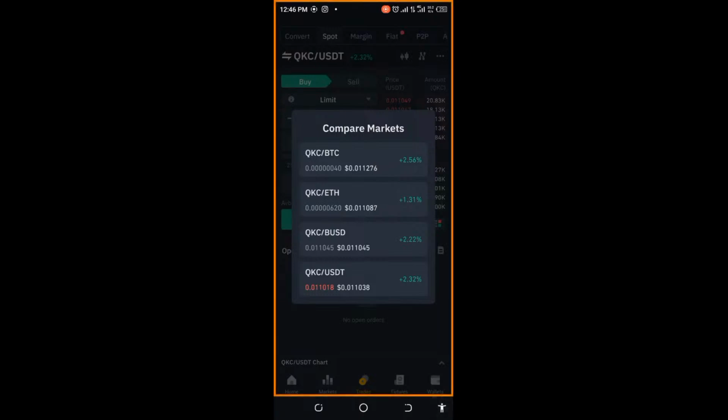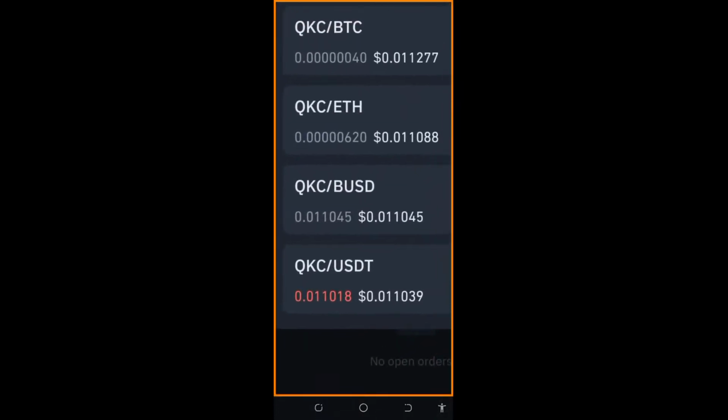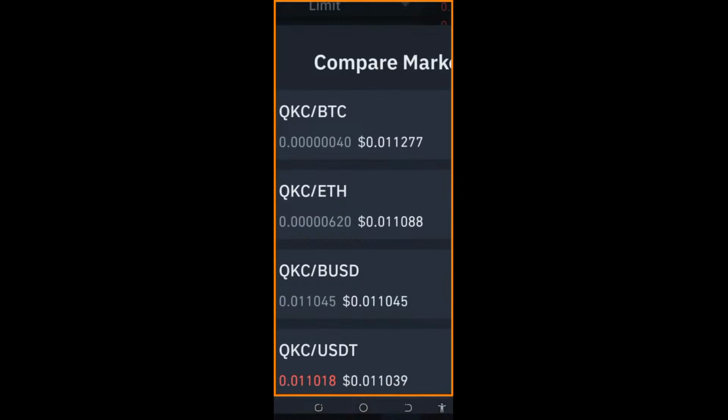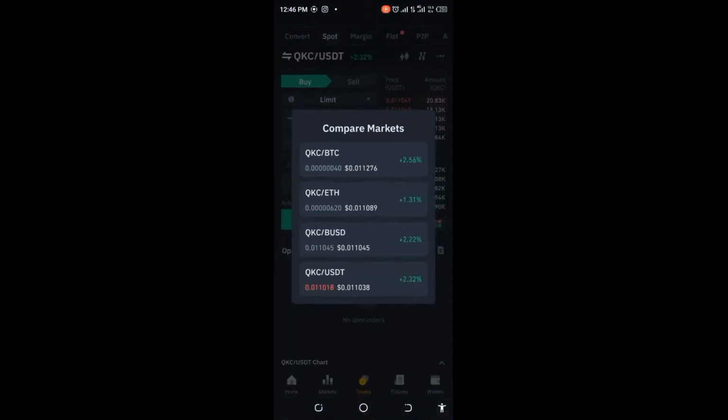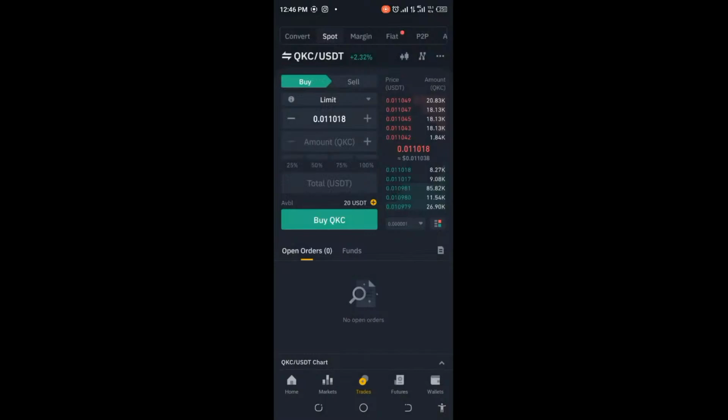So now let's take a good look at what we have here. This is the compare market. USDT is 0110, BTC is 0112. So there's a difference. So let's go ahead and try this out by simulation first. Don't forget that. All right, so we're going to be doing our experiment and our trade with 20 USDT. So what do we do first?